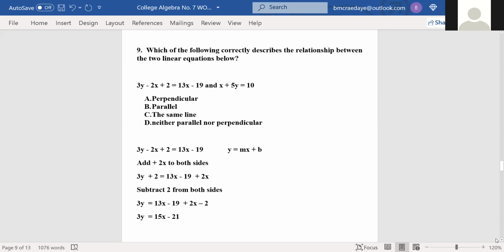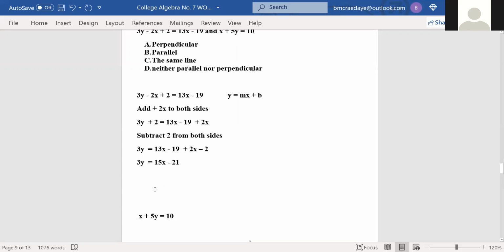Okay, now I've got 3y equals 15x minus 21. Now, what do I do with my 3y to just get y? You're gonna subtract 3y. No, 3y is a multiplication. What's the opposite? Divide. That's right. Divide both sides by 3. Very good.